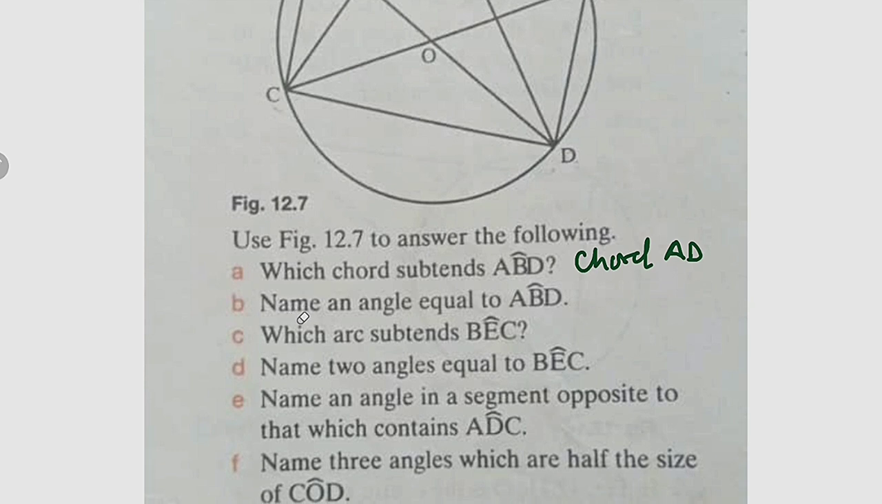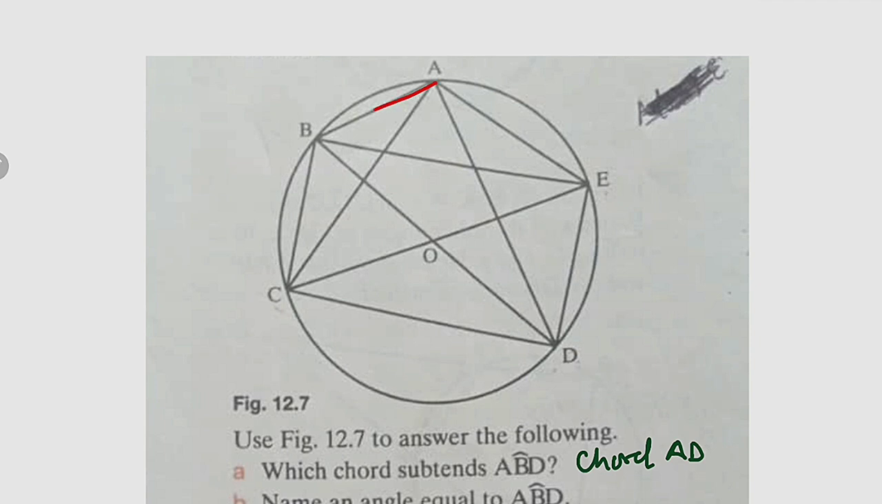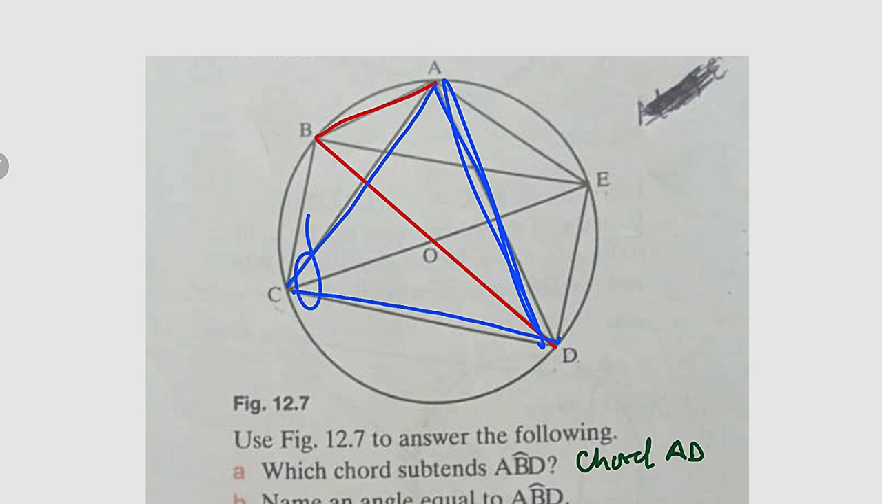The next question reads, name an angle equal to ABD. You should know that all those angles subtended by the same chord will be equal. So since chord AD subtends this angle, then any other angle subtended by the same chord to the circumference will be equal. So you can see we have another one here from AC to D. The same chord AD subtends these two angles, so they must be the same.